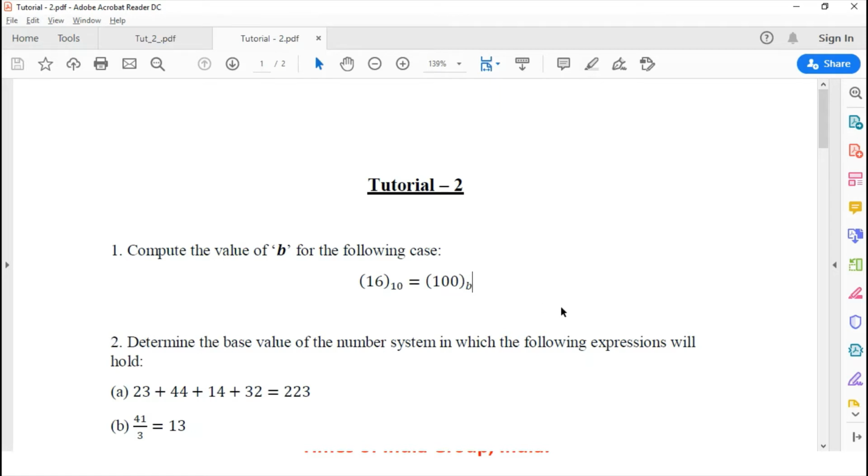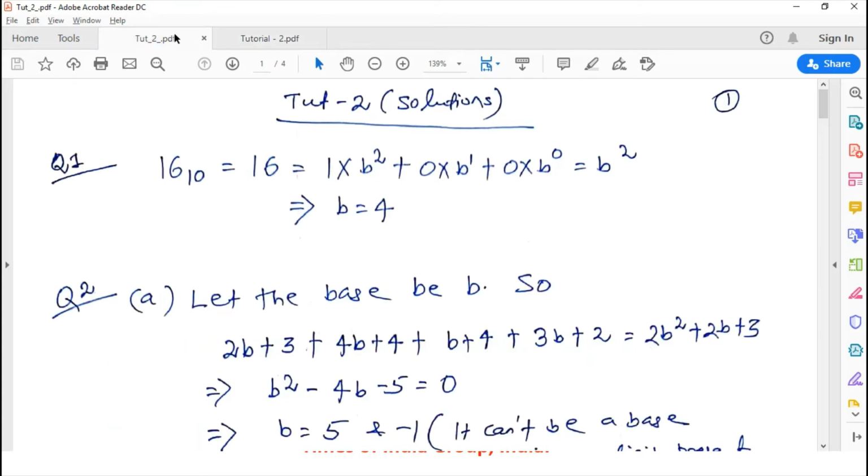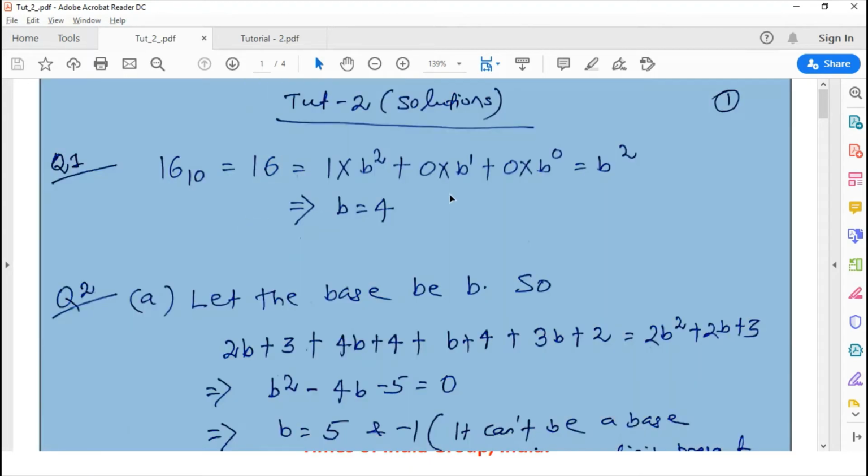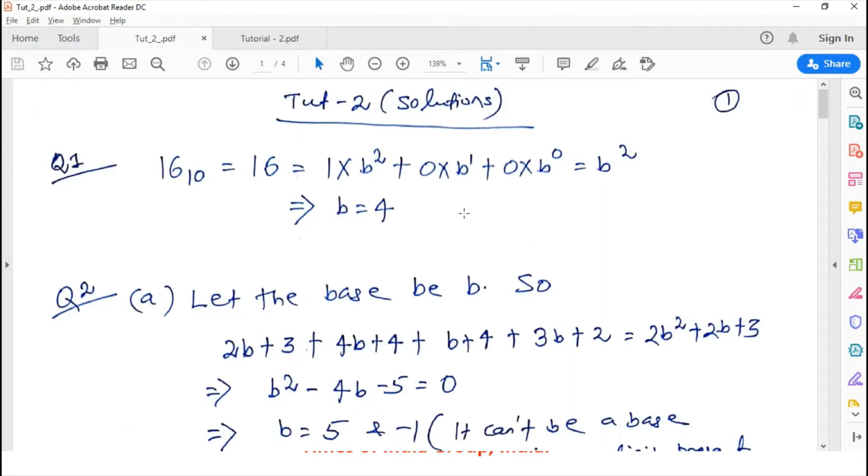So that is the fundamental question usually asked in a lot of the competitive examinations as well as the university level exams, so that we are going to discuss over here. So the tutorial answer sheet is over here. Okay, so as we know, the number which is given on the left hand side is 16 with base 10. So we can also write the 16 in base 10 as simply 16. Okay, and on the right hand side the number is 100.